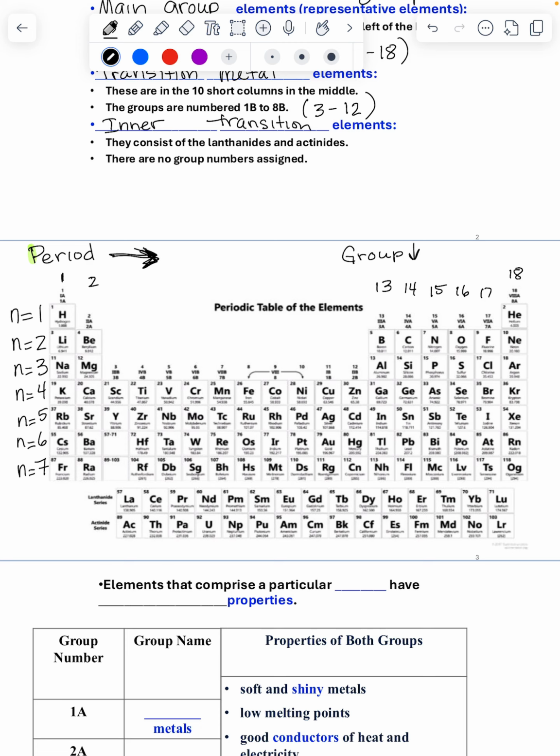The second part that we talked about were the transition metals. Transition metals are these short columns in the middle, all of these. There's 10 of those, and that's numbers 3 through 12.